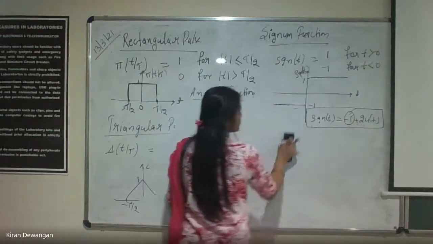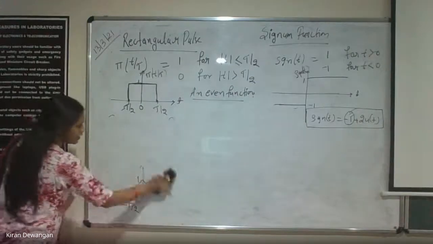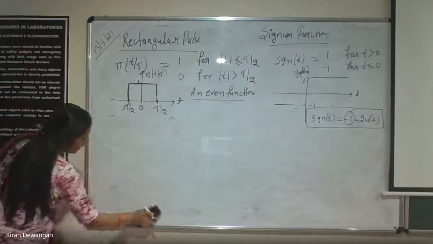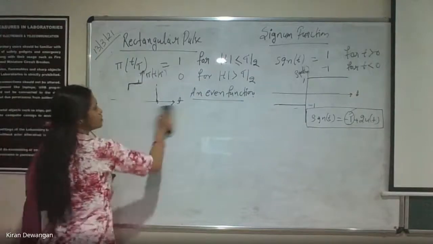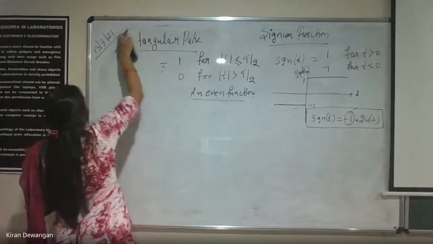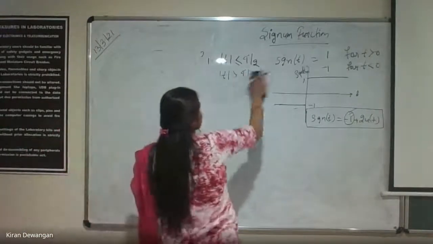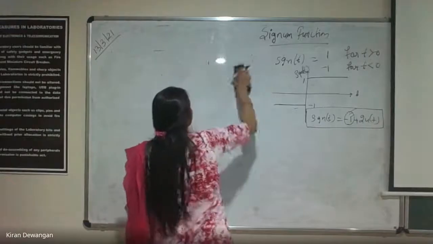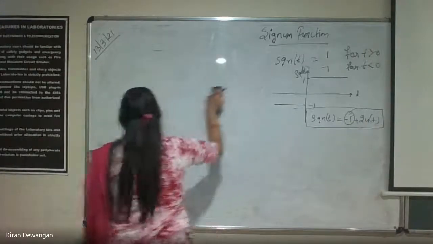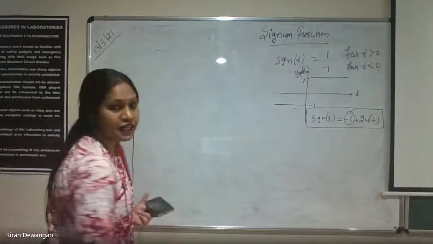Now, I guess this explanation is very much clear to everyone. What is Signum t? Signum t will have the value 1 for all positive values of t and it will have the value -1 for all the negative values of t. So that is the Signum function. Clear now, everyone? Okay. Now the next is the sinc function.